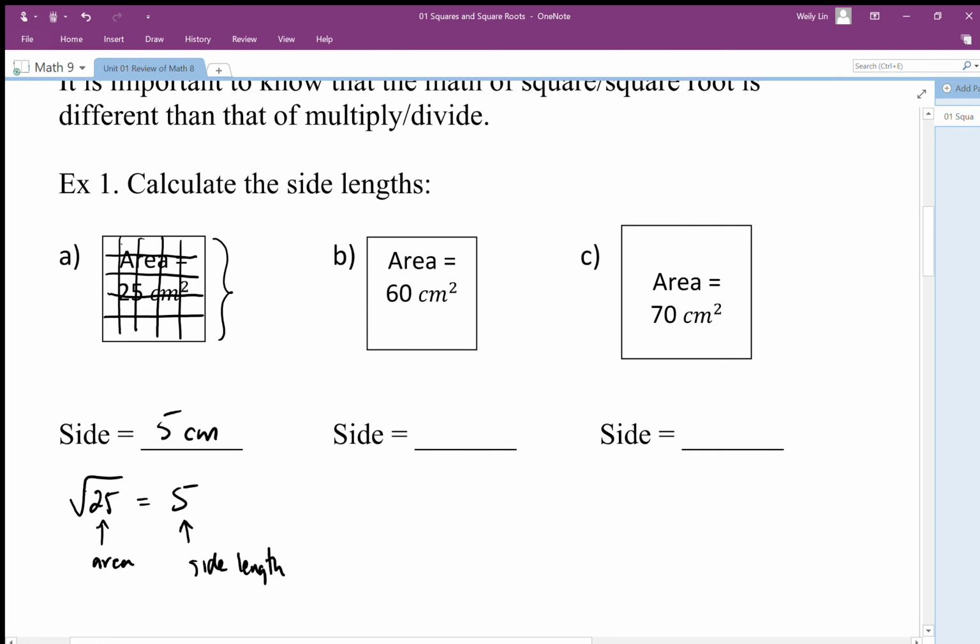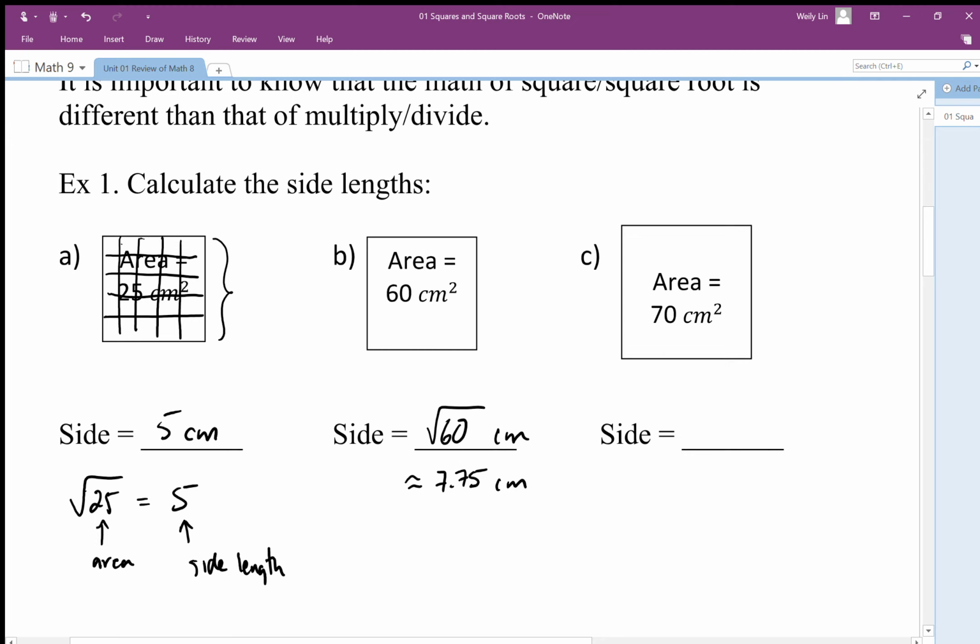Okay. With 60, it's a little bit different because I cannot put 60 squares in here nicely because 60 is not a perfect square number. But I can take the 60 and I can square root it, and I can get a side length of either exactly square root 60 centimeters or approximately 7.745, so I'm going to round that to 7.75 centimeters.